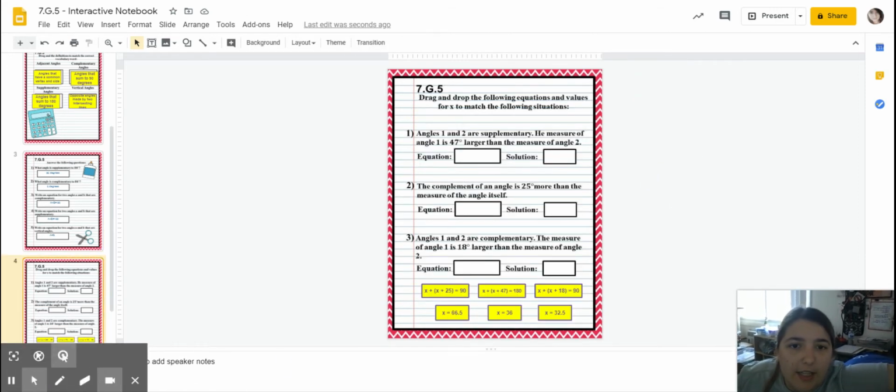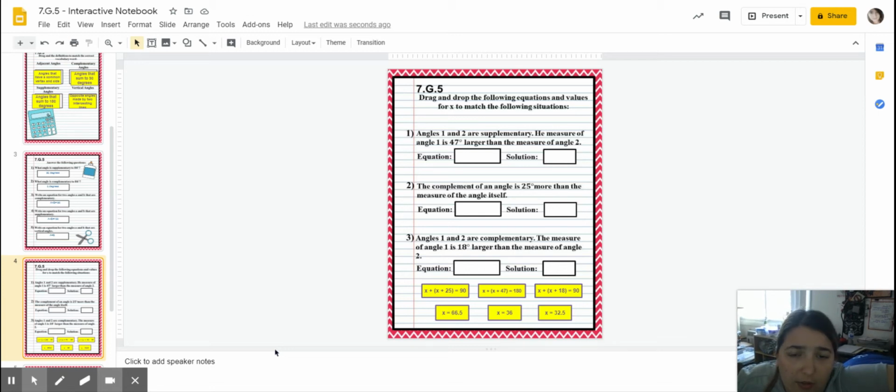All right, let's look at slide 4. Drag the following equation values for x to match the following situations. Number 1, angles 1 and 2 are supplementary. The measure of angle 1 is 47 degrees larger than the measure of angle 2. And we're given a couple of equations down here. So it's 47 degrees larger. If we look at these top three, we will find the one with 47. So we're going to grab this one right here in the middle and drag it into the equation.